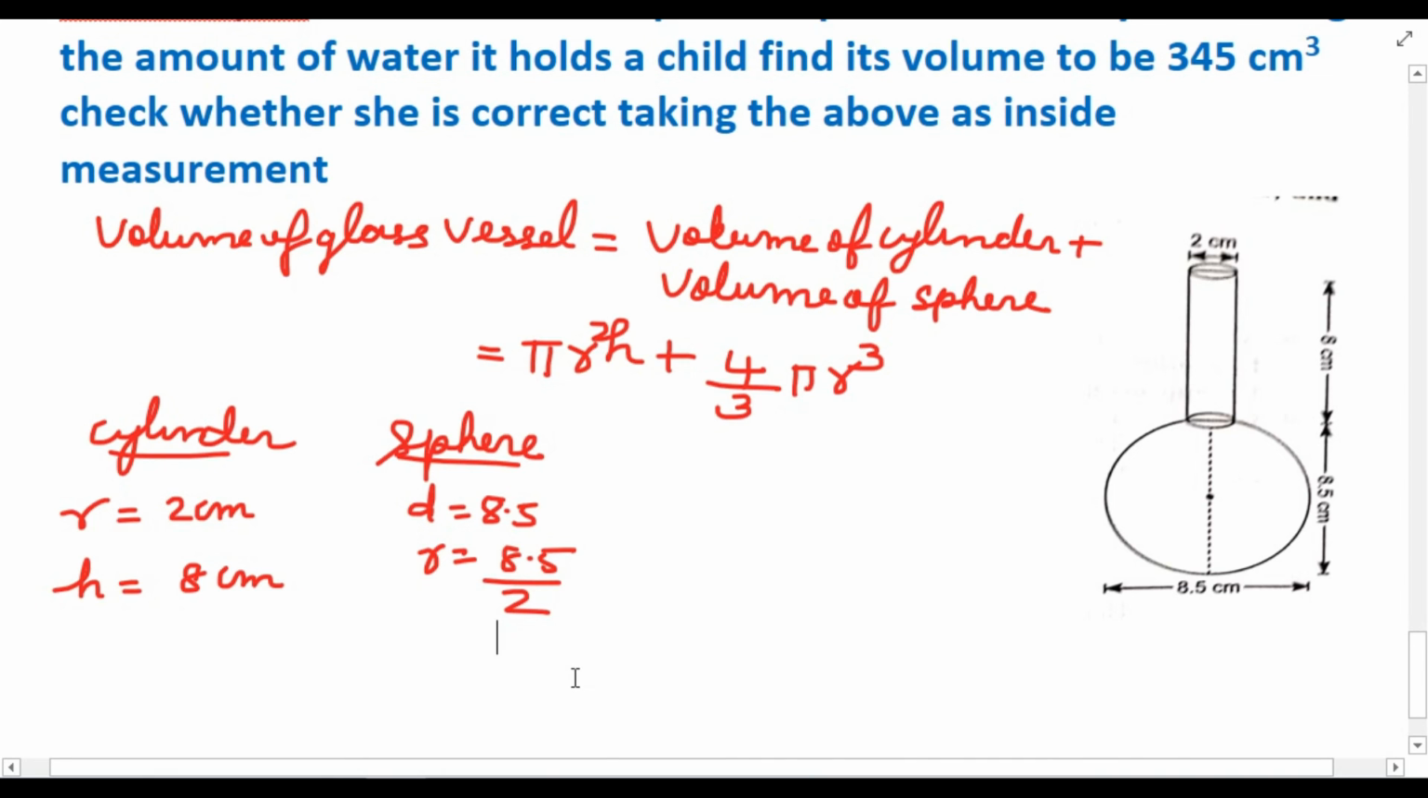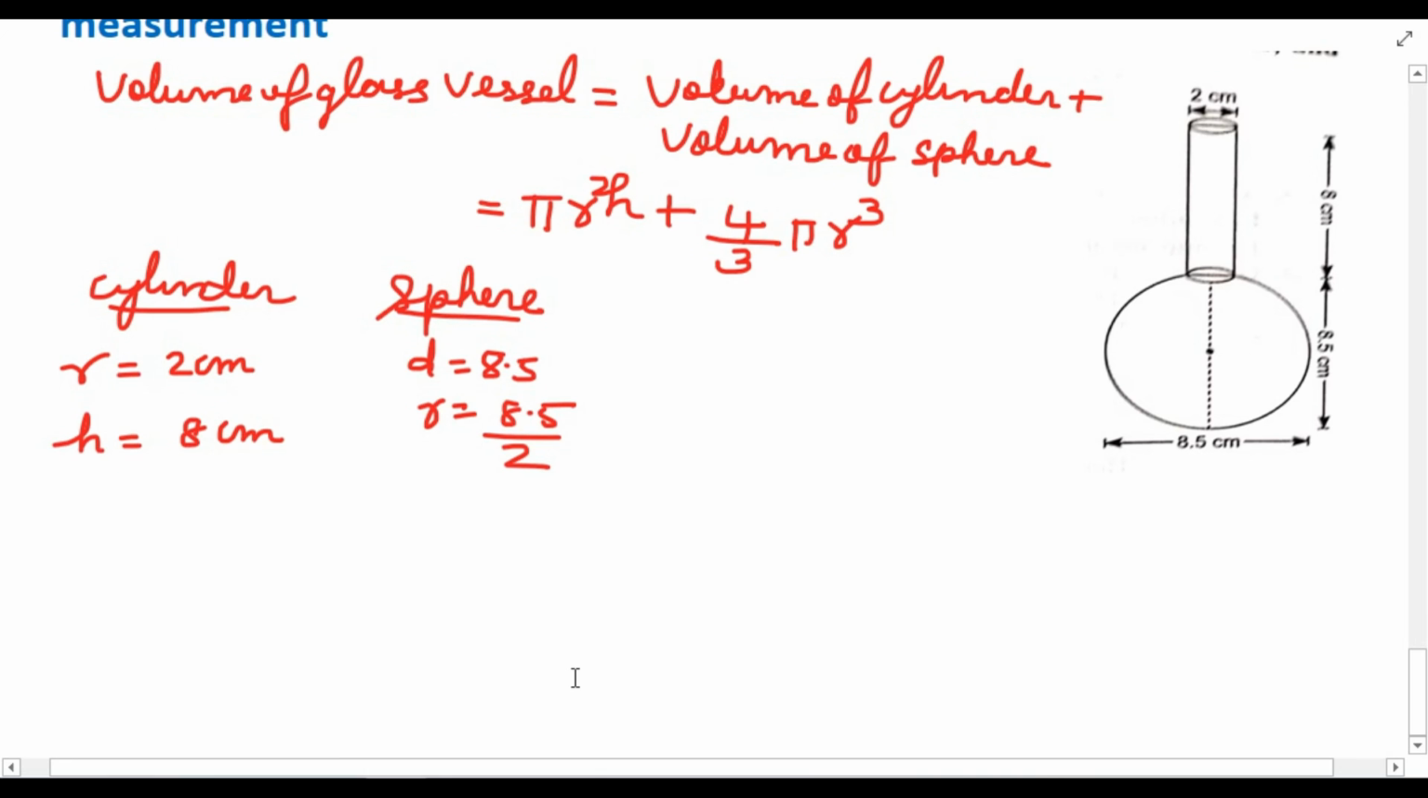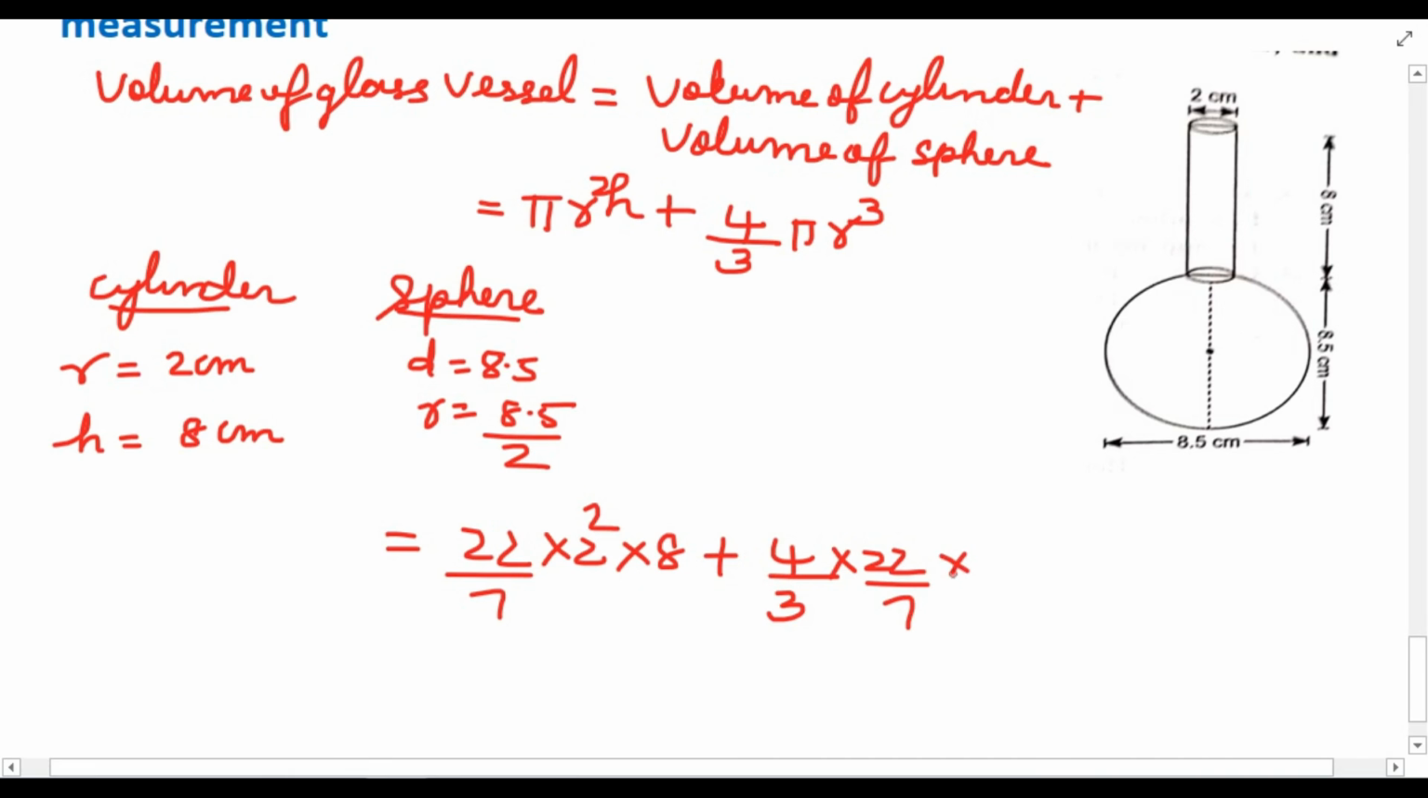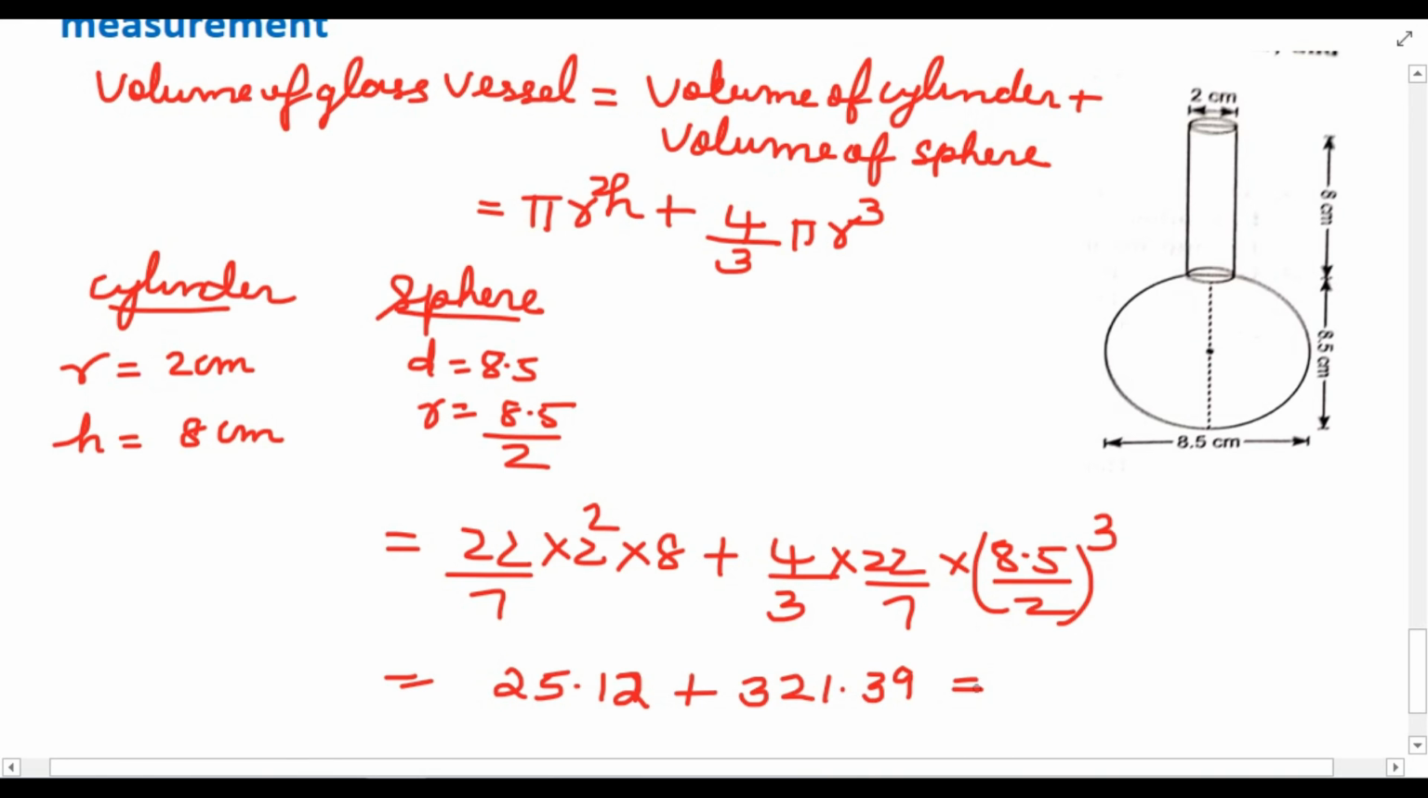Now we need to find the volume of the cylindrical part and the volume of the spherical part, which is equal to 22 by 7 into 2 square into 8 plus 4 by 3 into 22 by 7, r cube is 8.5 by 2 the whole cube. So when you do the cylindrical part, we have 25.12 plus, and the spherical part will be 321.39. So the total is 346.51, whereas the child has got 345, which is not correct. So the correct volume is 346.51.